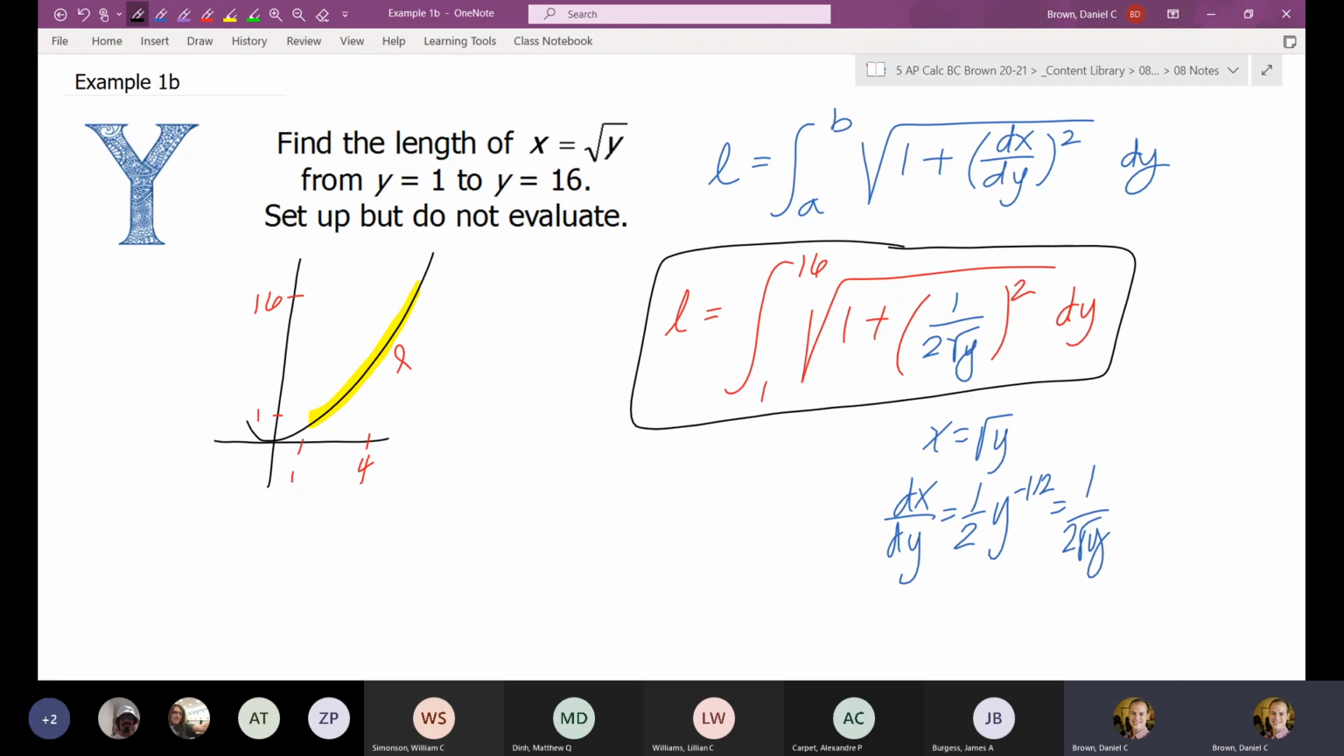And again, if I don't want us to lose the meaning of that, that represents the actual length of the curve from 1 to 16. Questions?